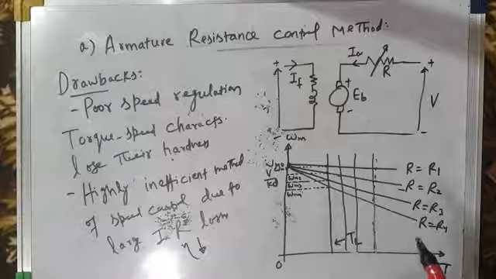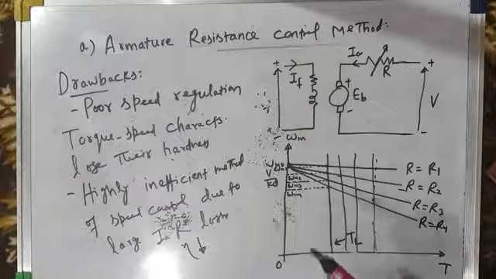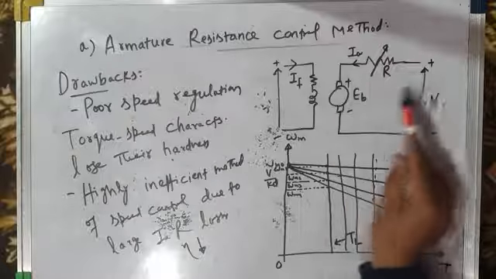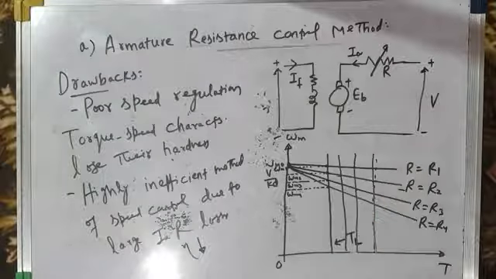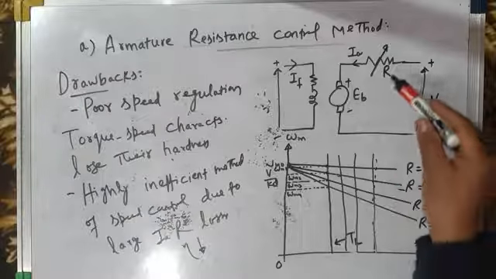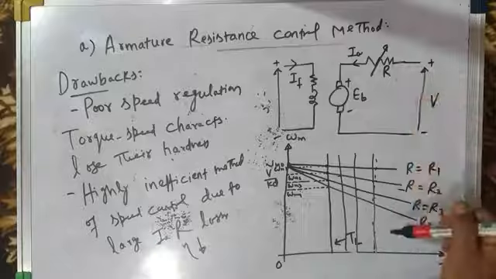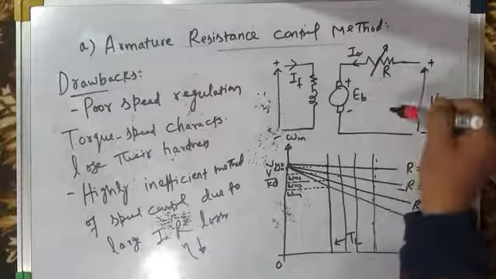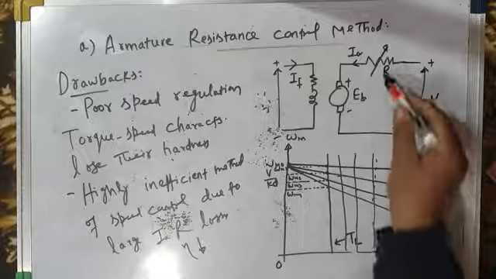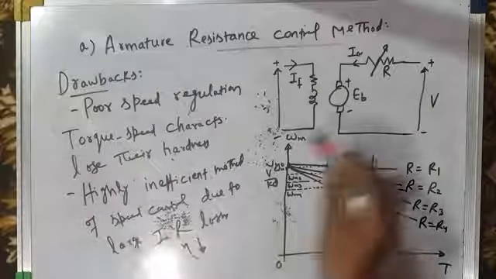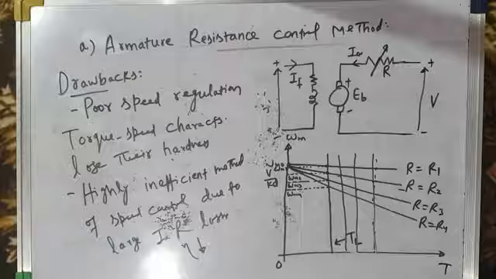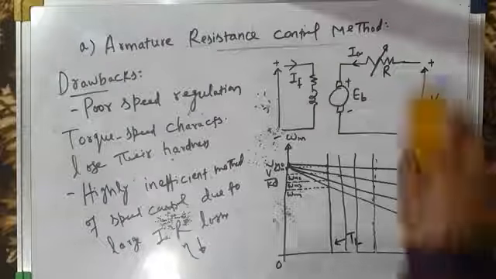Nowadays it is considered absolute foolishness to put a resistance in the path of current. With the advent of power electronics technology, it is now considered foolishness to put a resistance in the path of current. The moment you put resistance in the path of current, you waste a lot of power in the form of I square R loss. Therefore, this method of speed control is highly inefficient due to large power loss in the armature resistance and external resistance. So this is one method of speed control, a highly inefficient one.